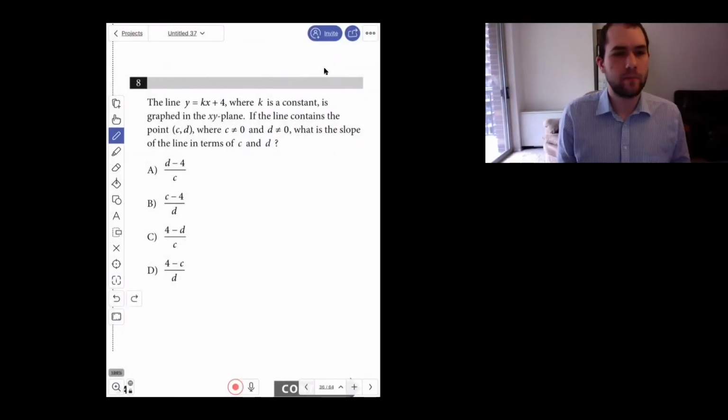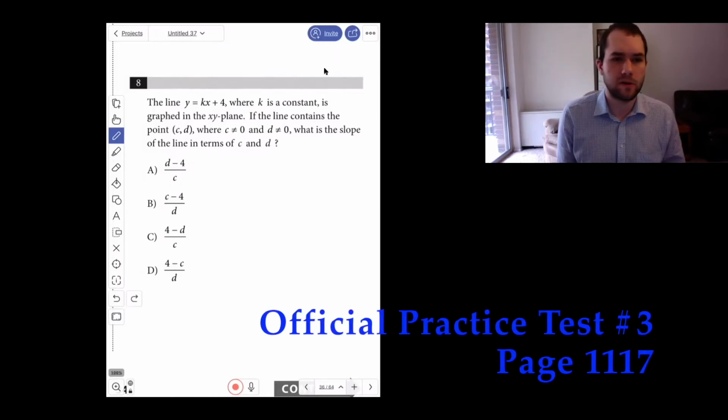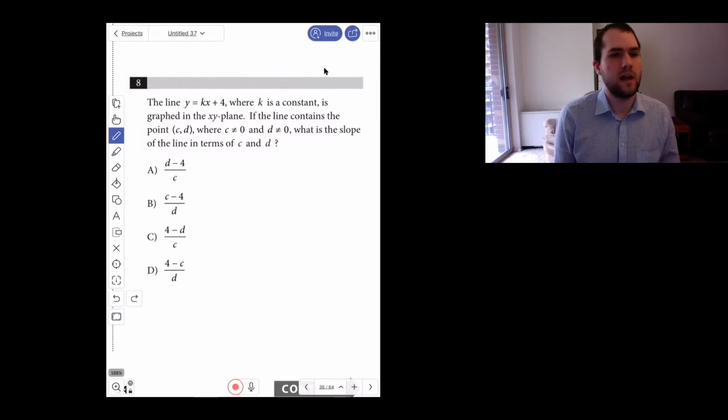In today's video, we're looking at question number 8 from page 1117 of our SAT Big Blue books. Let's read it together. The line y equals kx plus 4, where k is a constant, is graphed in the xy plane. If the line contains the point c comma d, where c is not equal to 0 and d is not equal to 0, what is the slope of the line in terms of c and d?